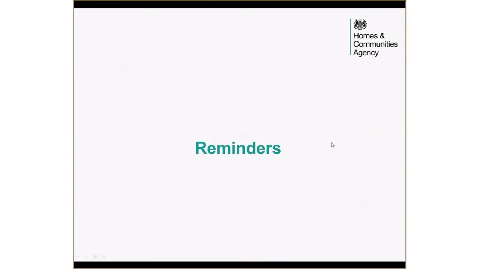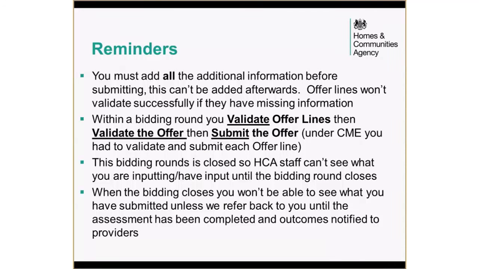So some reminders before we close. So you must add all the additional information before submitting. You can't add it afterwards. And as you've seen, offer lines won't validate successfully if that missing information isn't completed. Within a bidding round, you validate an offer line, and then you validate the offer and then submit the offer. For those of you that have been doing CME under 1518, you used to validate and submit each offer line. In a bidding round, it's slightly different.